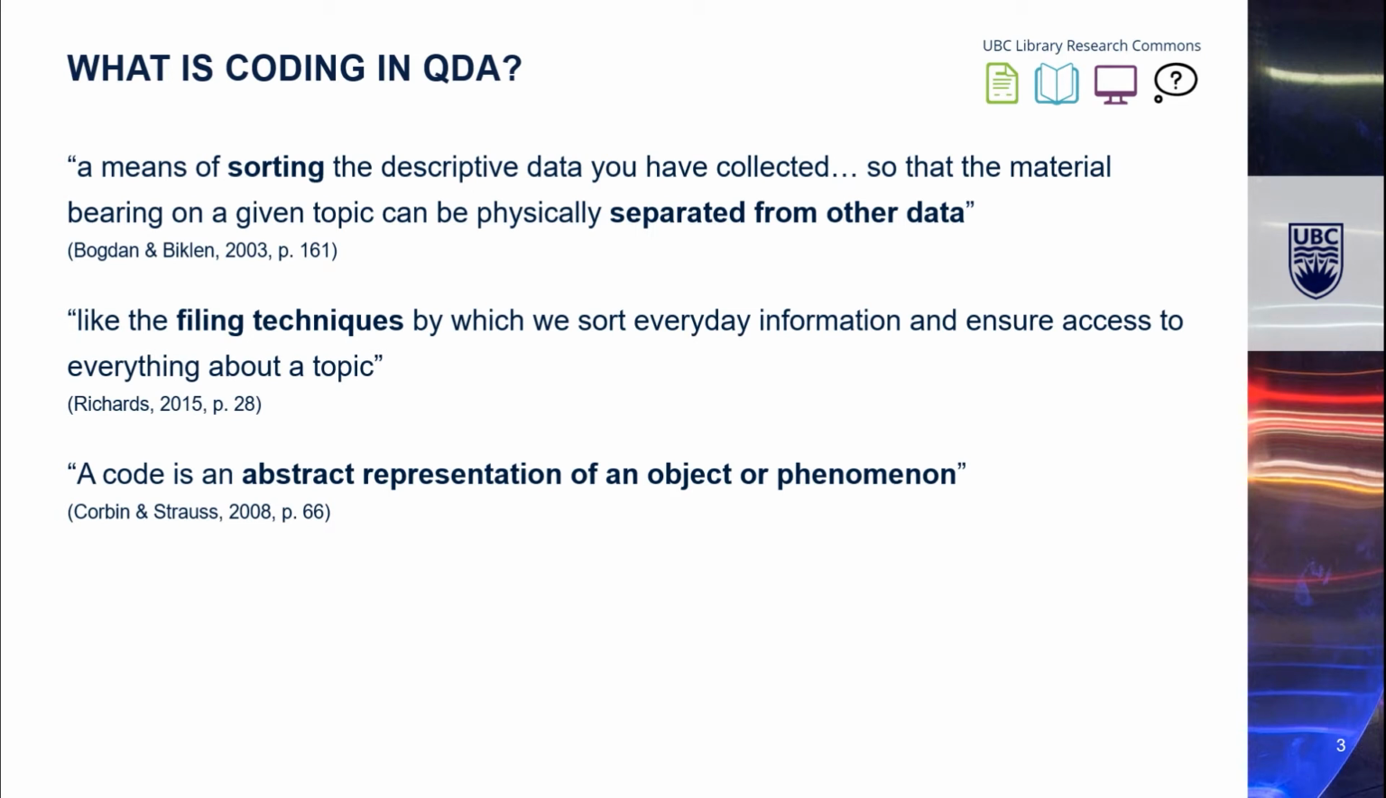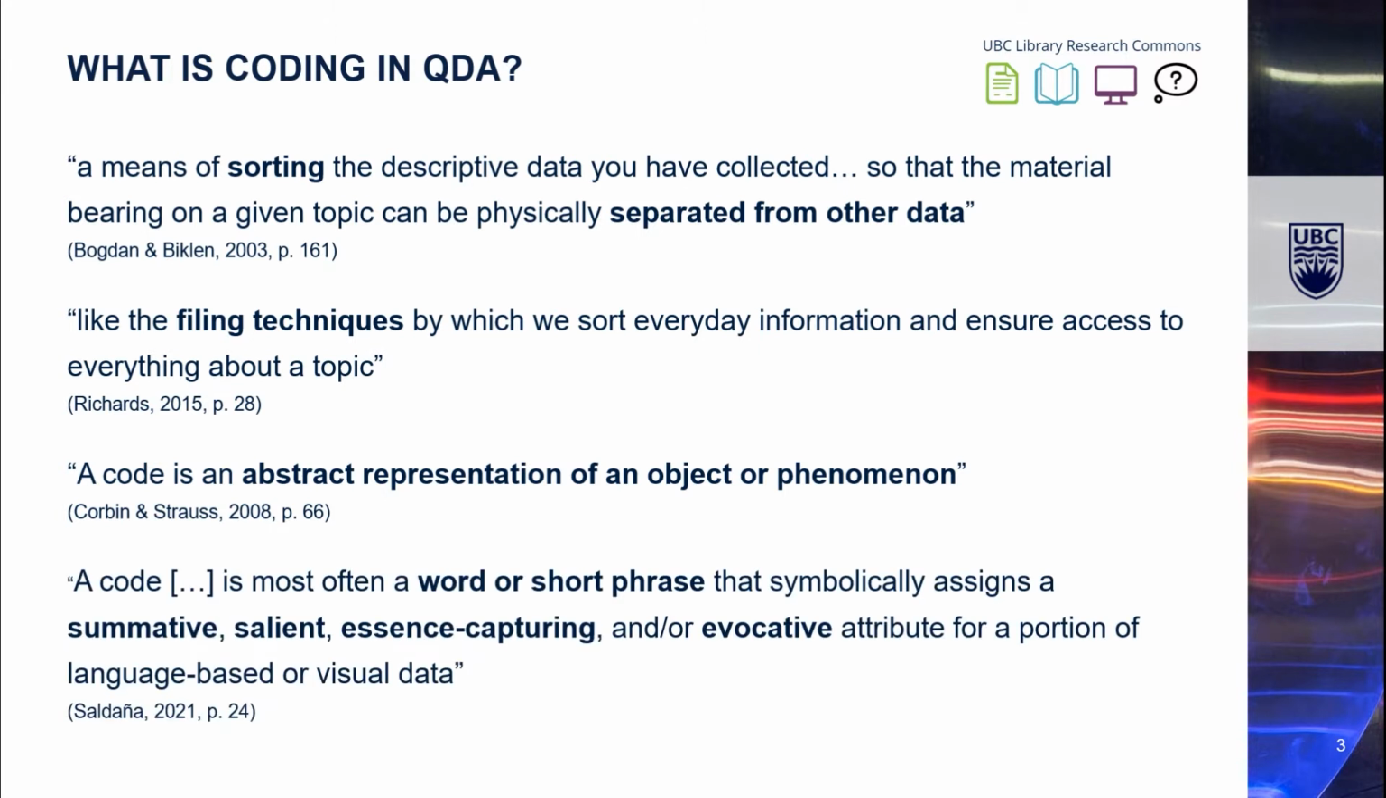But coding is not only a matter of separating, sorting, and filing data. Corbin and Strauss, in writing about the qualitative methodological approach grounded theory, defined a code as an abstract representation of an object or phenomenon. Indeed, some codes will be more abstract or conceptual than others. We will revisit that idea.